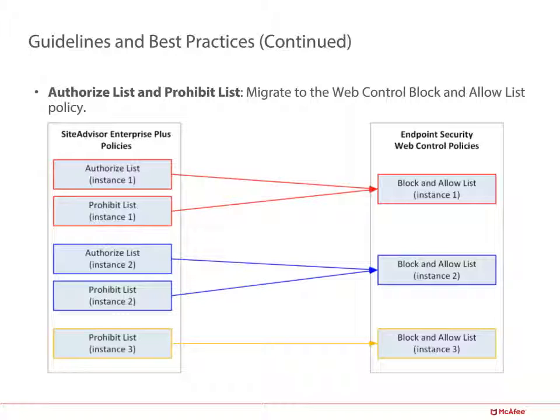What will happen is the first instance of an authorized list and prohibit list will migrate to the first instance of the target policy. If you have multiple instances of the source policies, they will migrate to successive instances of the target policies. If you have one source policy that has more instances than another, only those instances will continue to migrate to the new instances of the target policy.